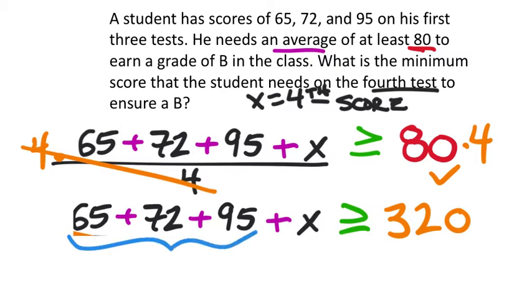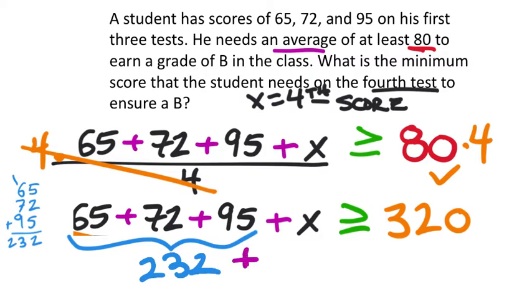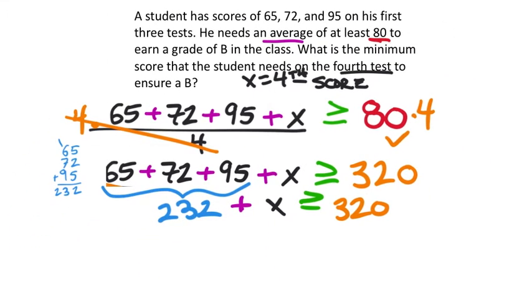I'll do the work here on the left. 65, I'm going to stack all 3 of them, and then add, which your calculator would do for you, but I just feel like I should. In the ones place, 5 plus 2 plus 5 is 12, carry the 1. 1 plus 6 plus 7 plus 9 is 23. There you go, 232. So as of right now, the student has 232 points with 1 test to take. That's where we get the plus X right there. And that needs to be greater than or equal to the 320 points. I do need more space.